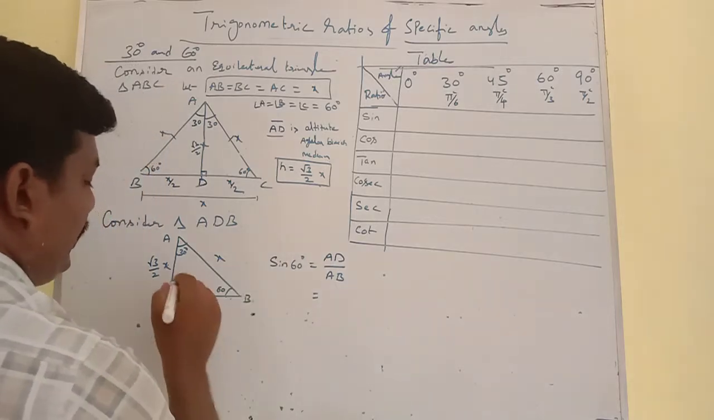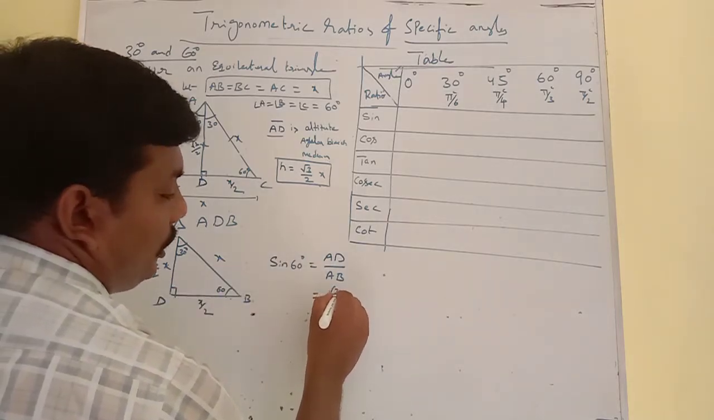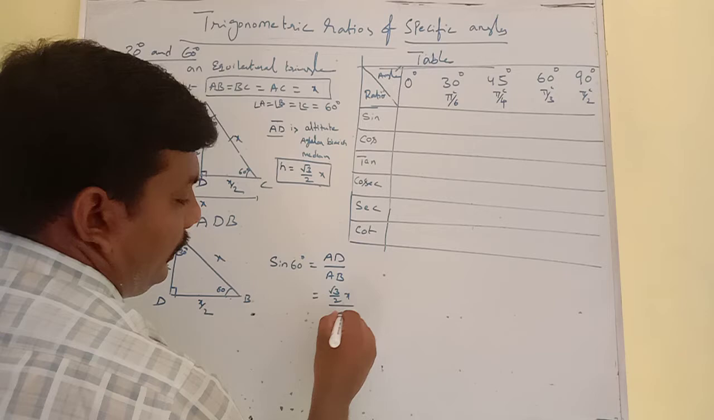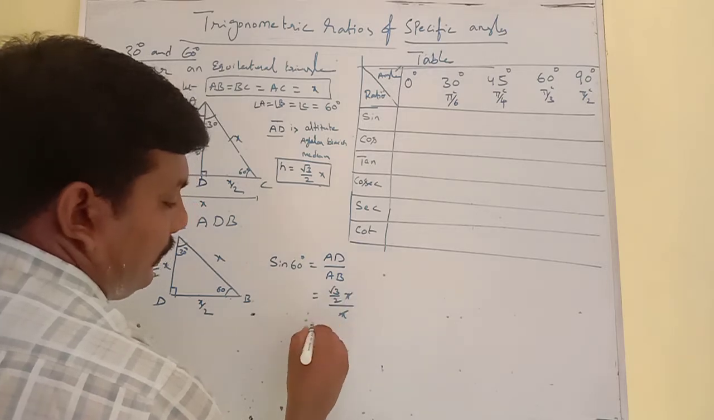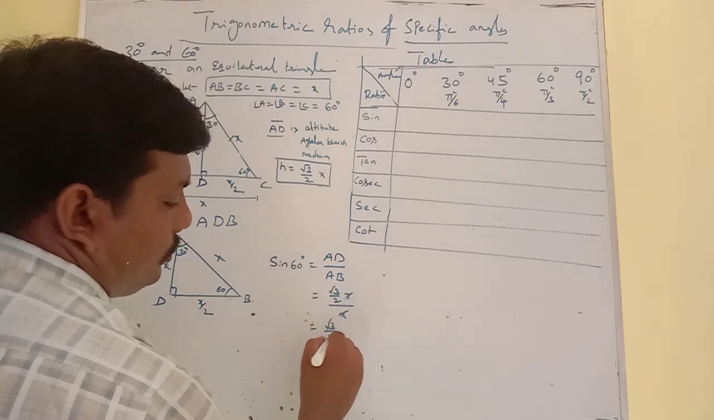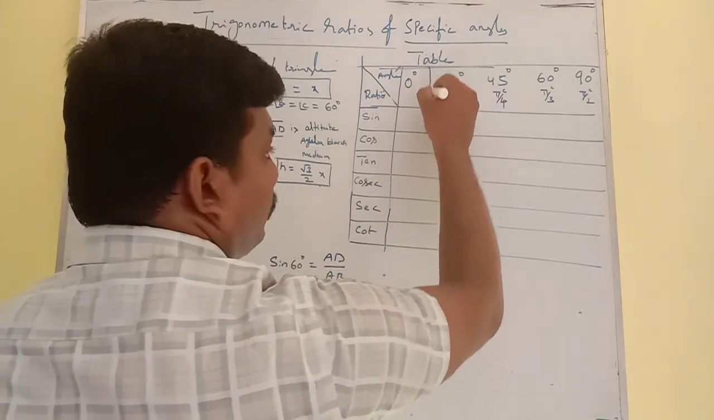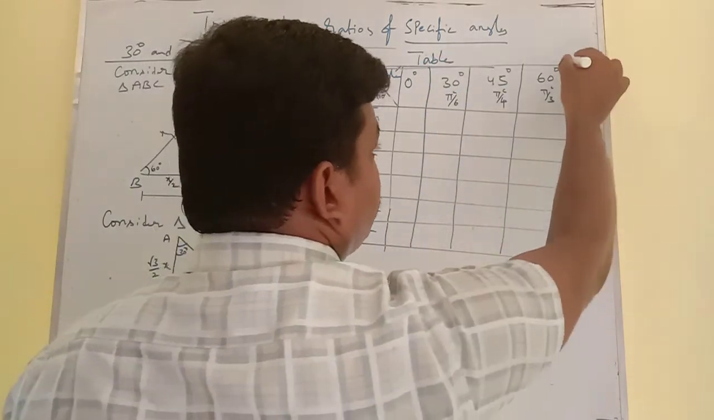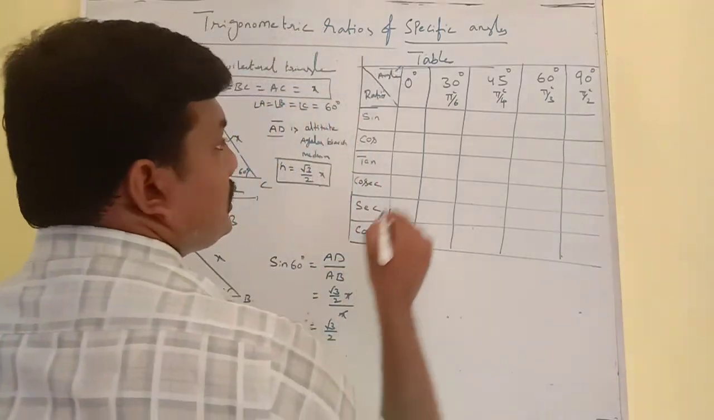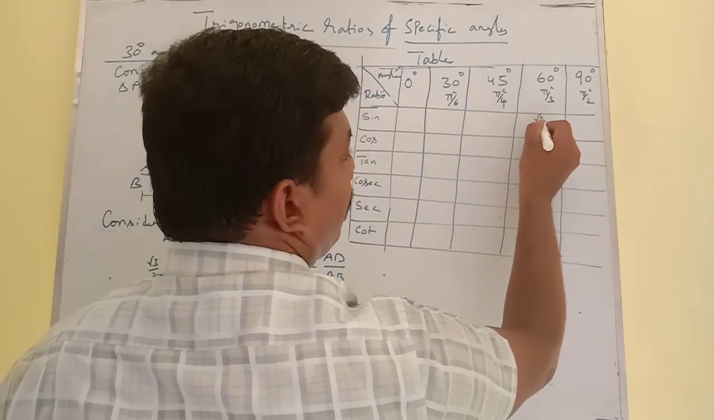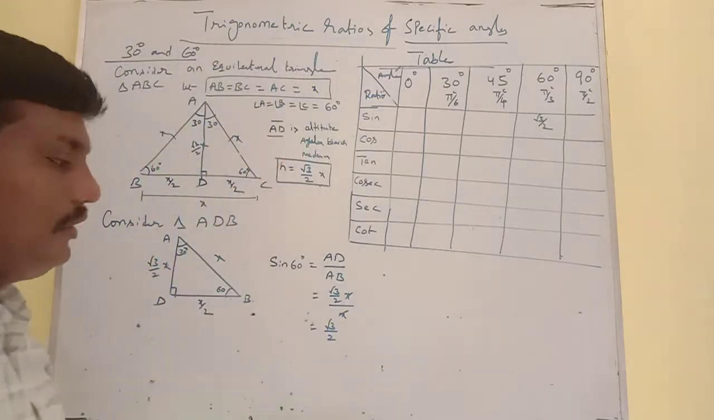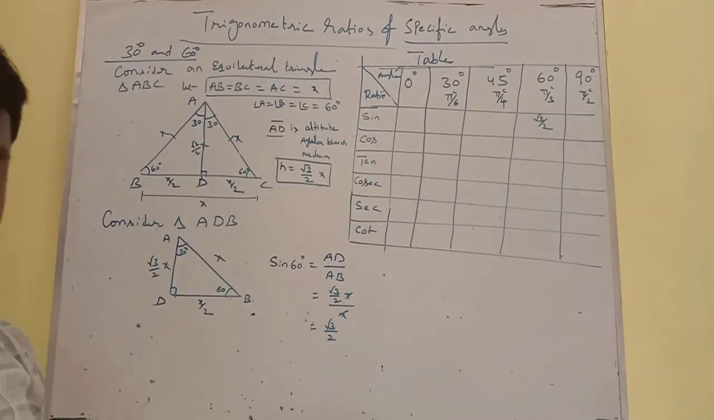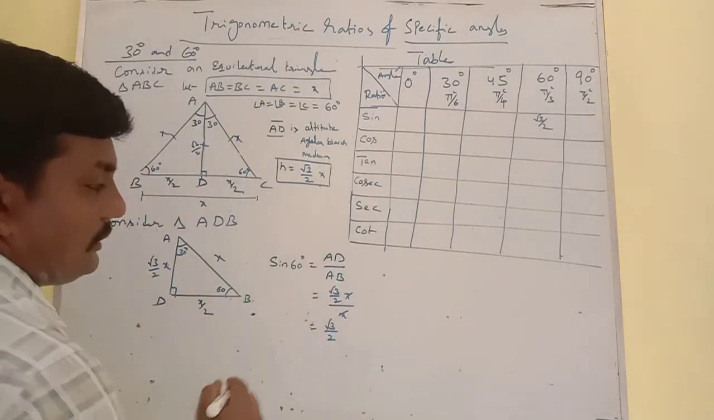What about AD? AD is root 3 by 2 into x, divided by x. The x gets cancelled. So sine 60 is equal to root 3 by 2. We have to place that value in the place of sine 60. Now apply the same for sine 30.